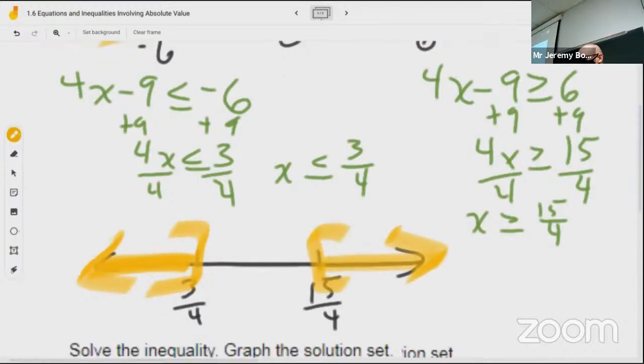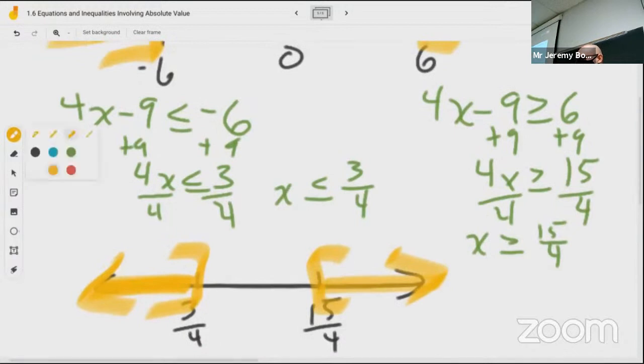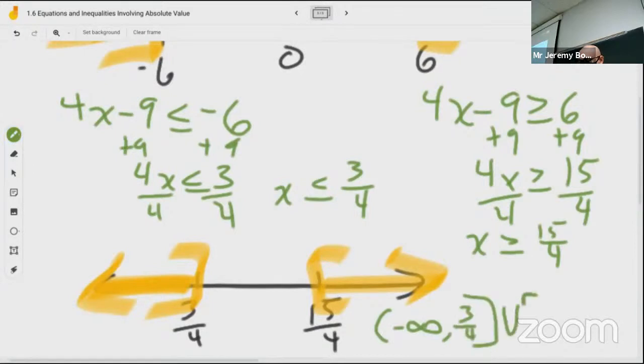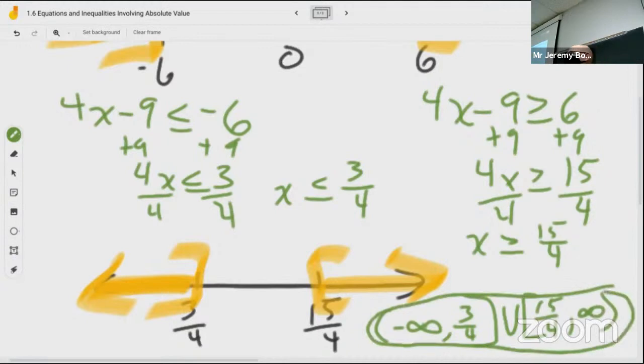And so my solution in interval notation is going to be negative infinity to 3/4 with a bracket on the 3/4, union, bracket on the 15/4 to infinity. There you go. Any questions on that one? Nope.